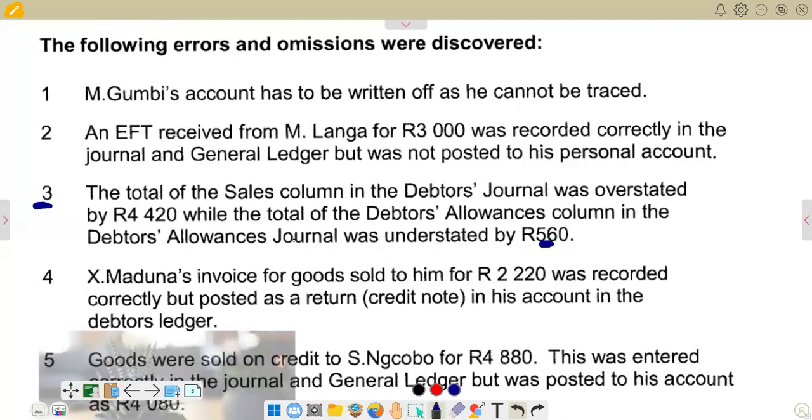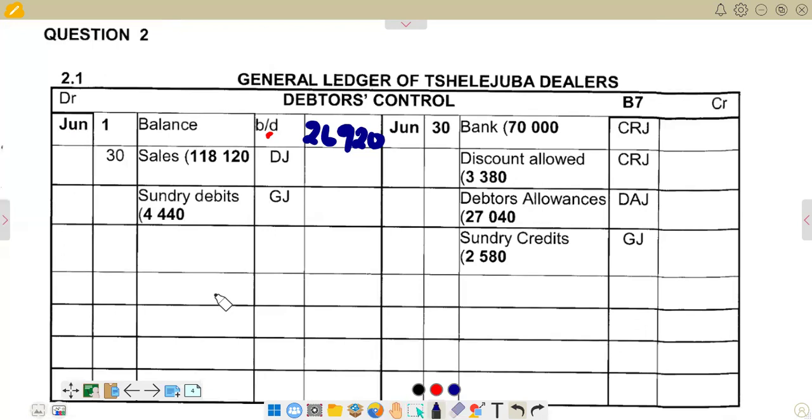So what does it mean? If the sales figure in the debtors journal was overstated by 4,420, which means a higher figure was entered by 4,420, then to remove this difference, we have to subtract this 4,420 from the figure for sales that we are given there, so that we get the accurate figure for sales. So we go there and subtract 4,420. We are saying 180,120, then we subtract 4,420. So this is what we have.